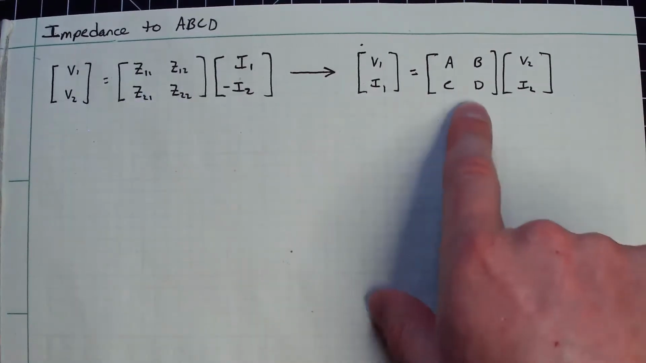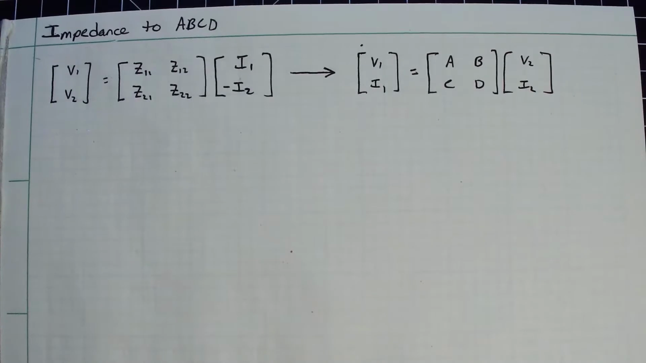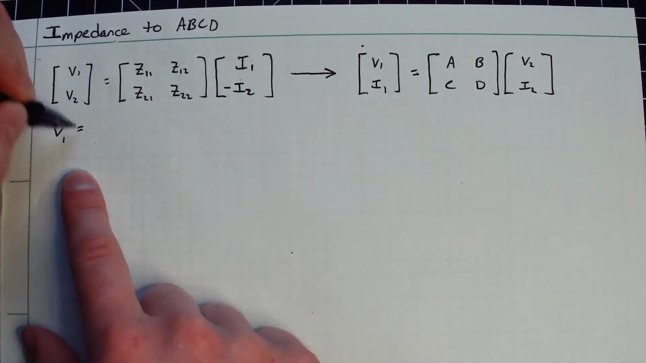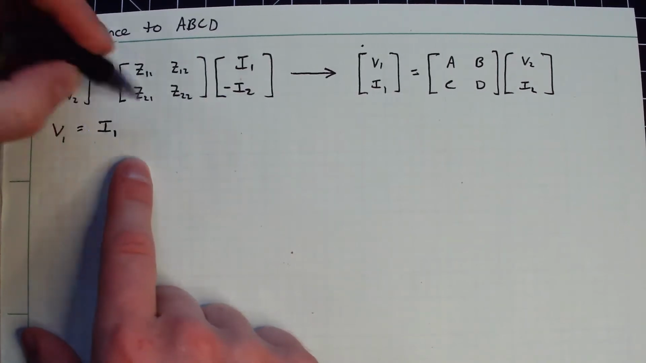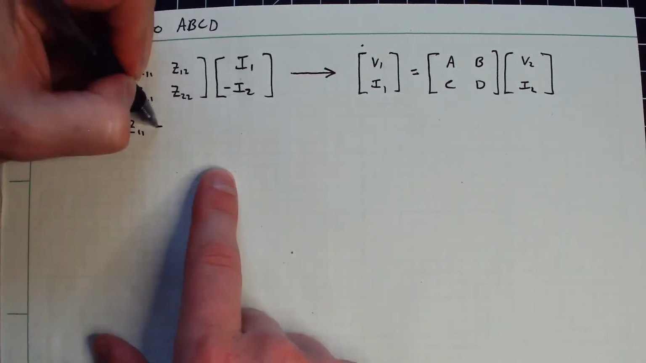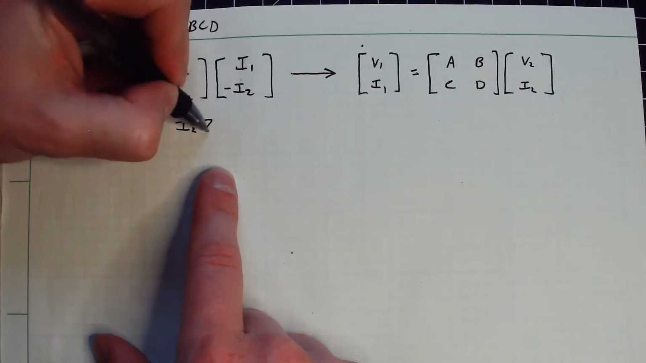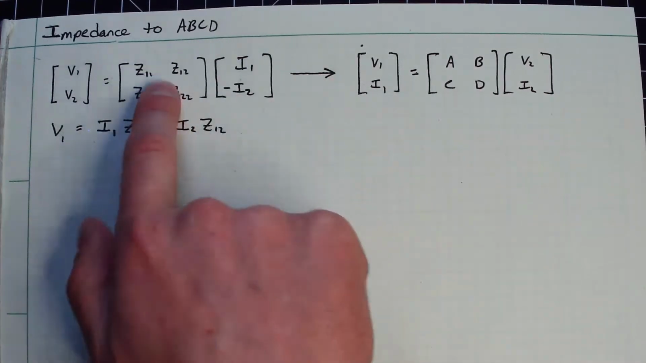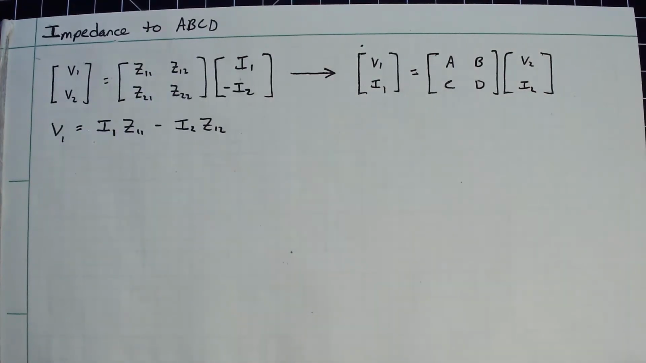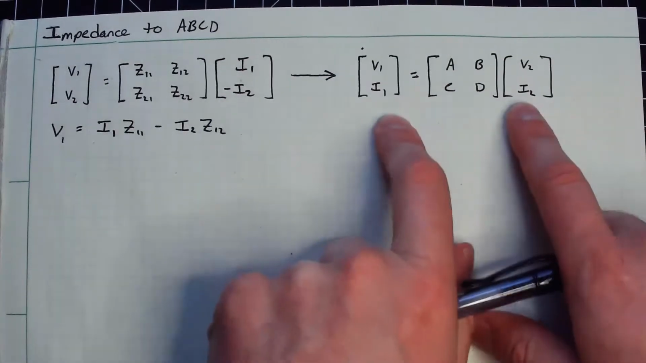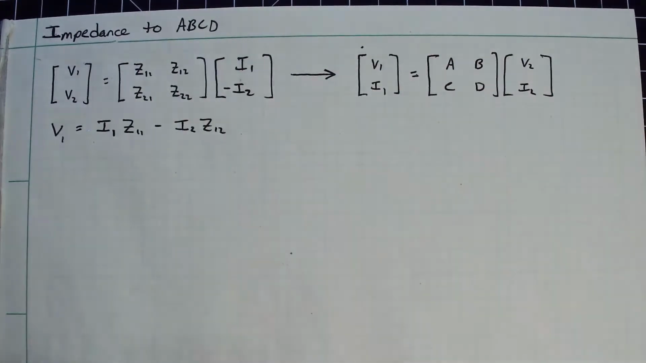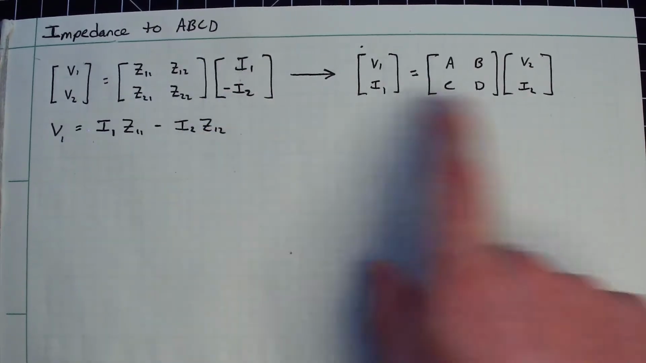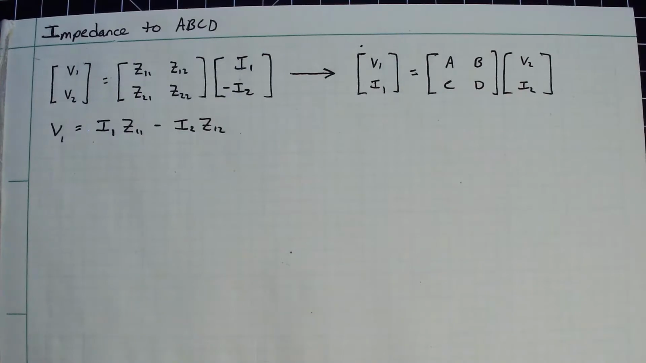You do some basic algebra to fill in this matrix, and it's just a little bit of algebra to get us there. So remember, this is a system of equations. I'm going to write this as V1 equals I1 Z11 minus I2 Z12. So you notice I put a negative sign here because in the context of an impedance matrix, the currents were defined as going into the network. In the context of the ABCD matrix, the currents are defined as going to the right. So that means this current here has to be negated in order to be consistent with this convention over here.